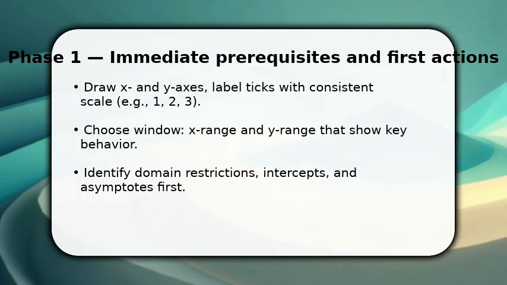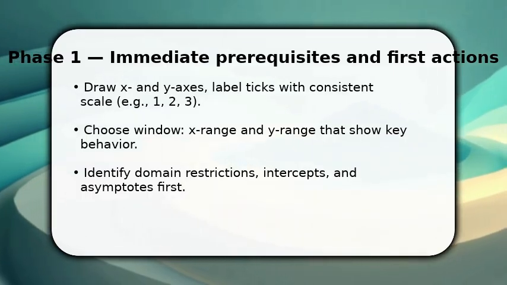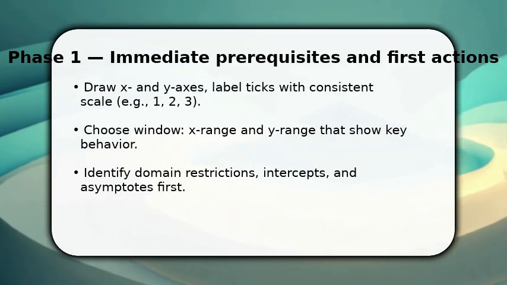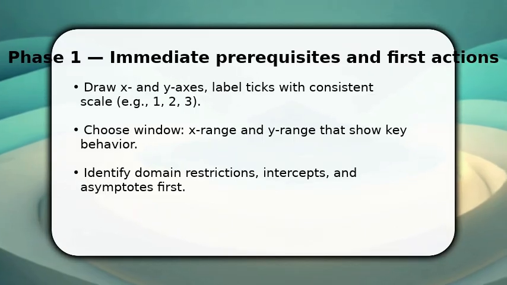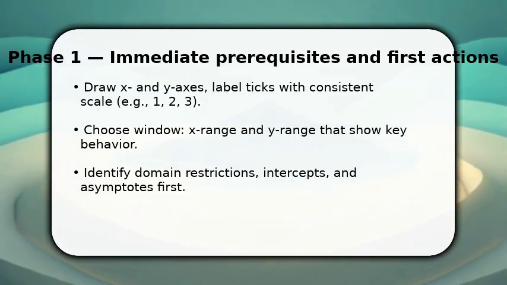Once done, compute x and y intercepts so you have fixed anchor points. These first steps place reliable reference marks. Without them, the graph will wander. You'll use these anchors to plot characteristic points in the next phase.